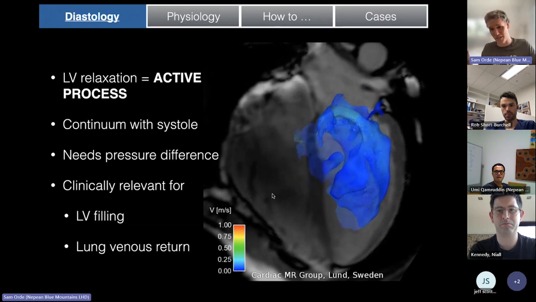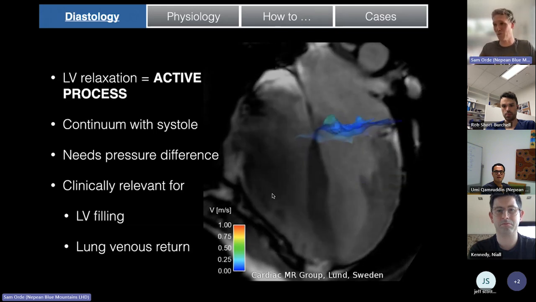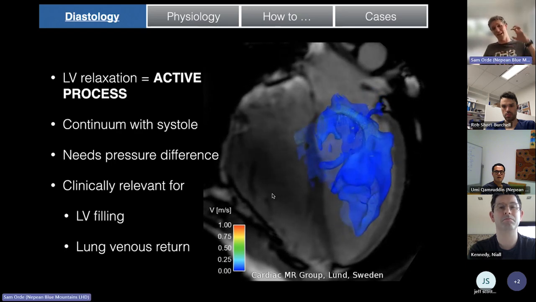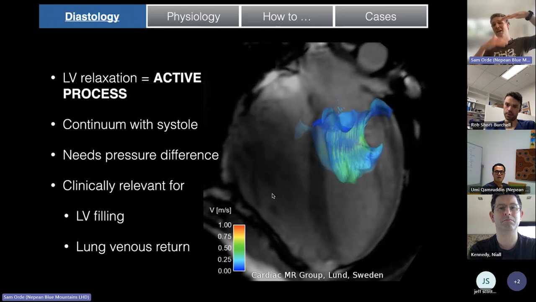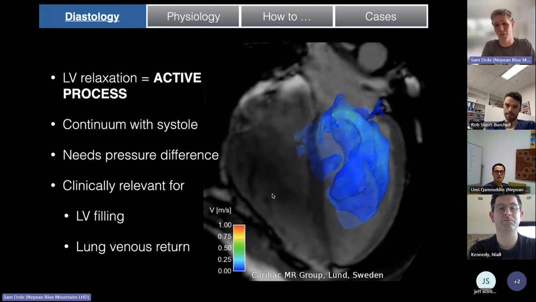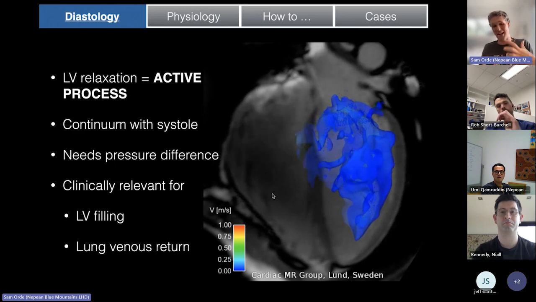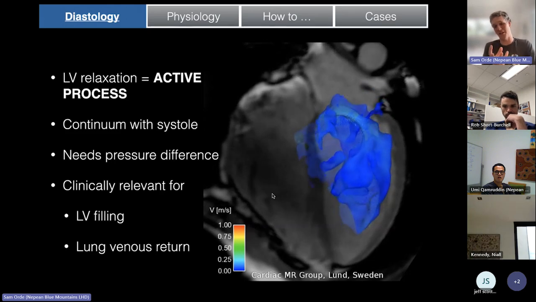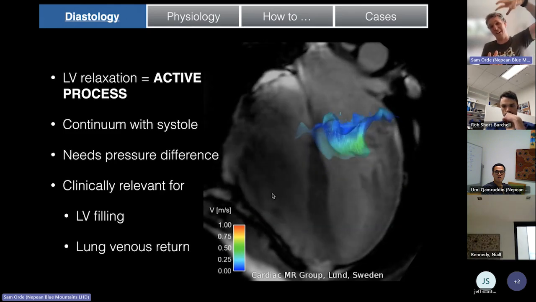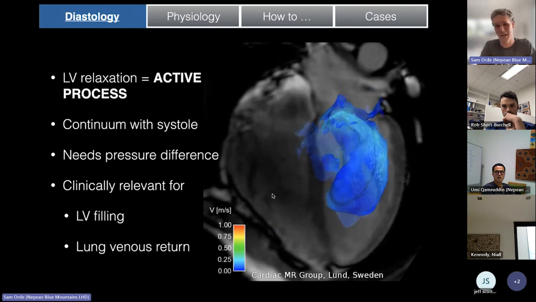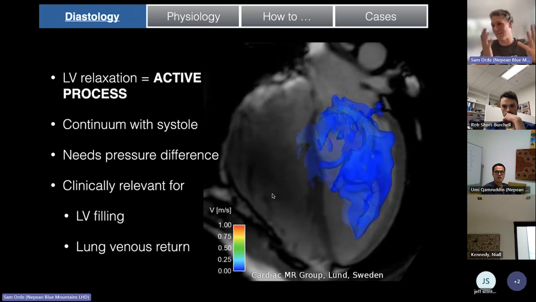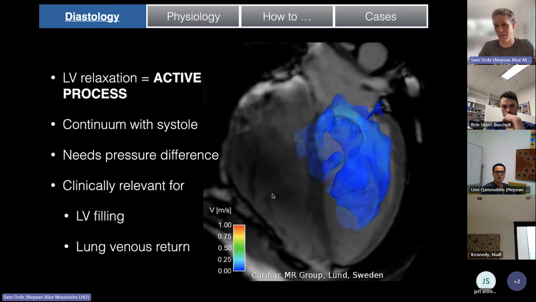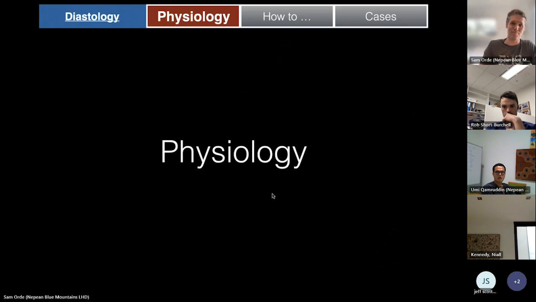As that impairs, you can see the active process becoming worse and worse. You need a pressure difference to make this flow happen. So as that left atrial pressure increases, that's going to help to drive the flow forward as the pressure in the left ventricle gets worse and worse. As you get pressure building up in the left ventricle, you need that left atrial pressure to almost drive the blood through. So you've got to try and balance these two forces out. And at the end of the day, it's all about left atrial pressure and making sure we can keep that as low as possible.